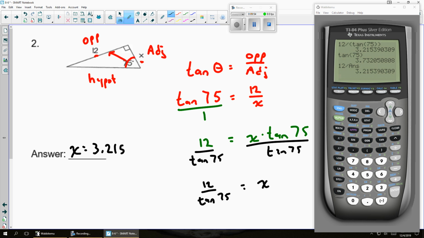Again, that number kind of makes sense right there. It's less than 12. It's not tiny, tiny or huge, huge. It's a reasonable number to put in that triangle.